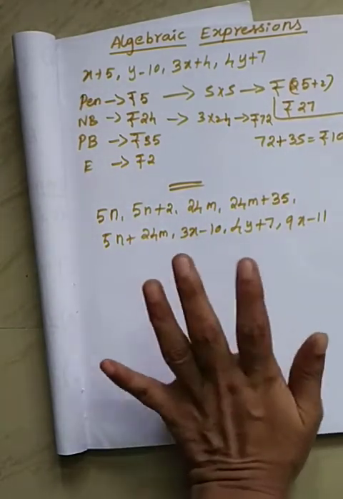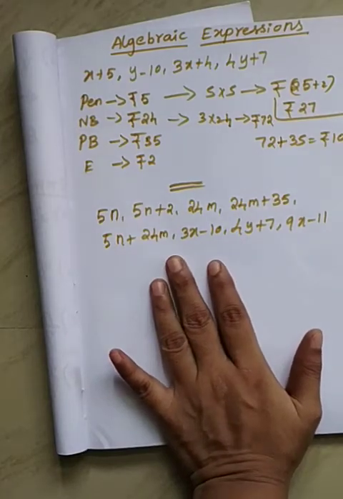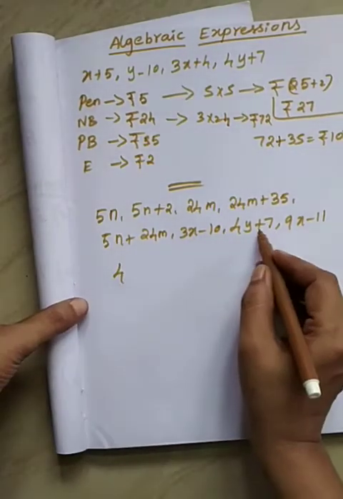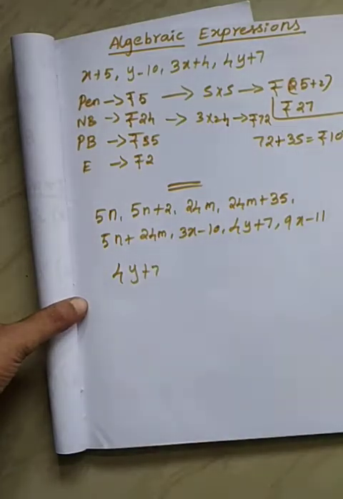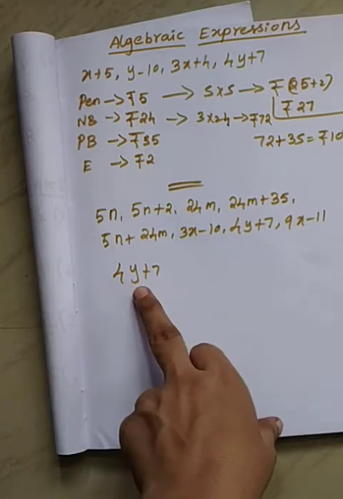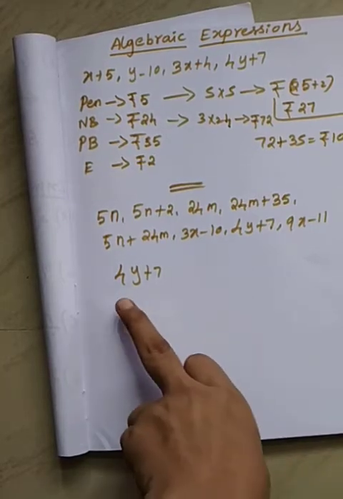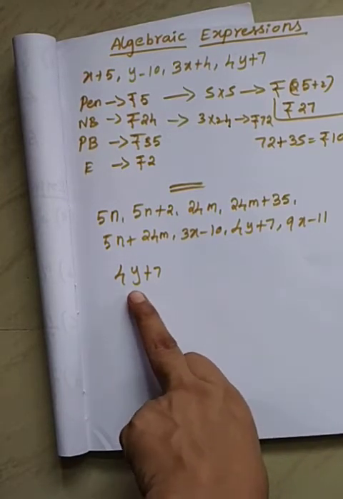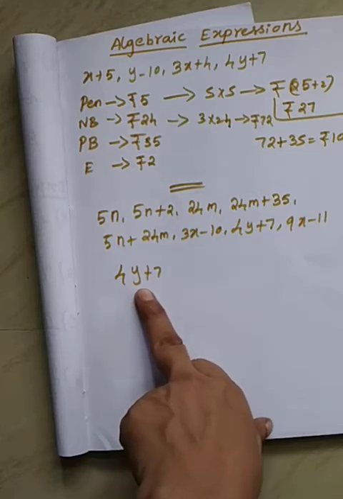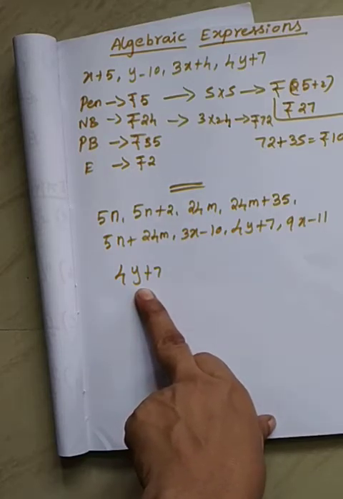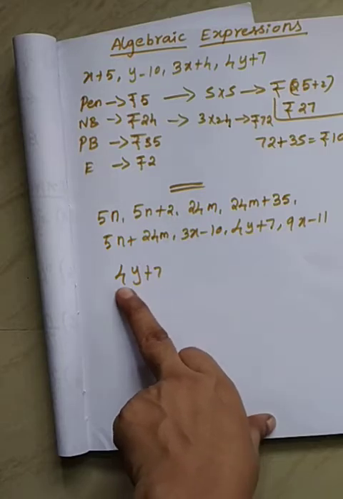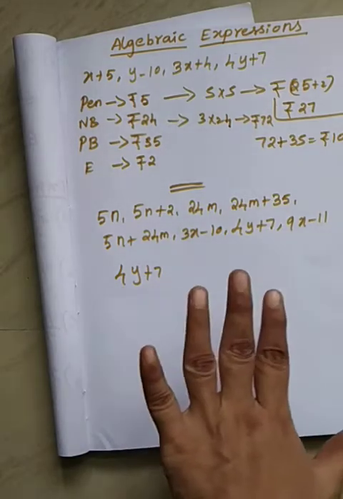Consider the expression 4y plus 7. It is obtained by multiplying the variable y by 4, and the constant 7 is added to the product.